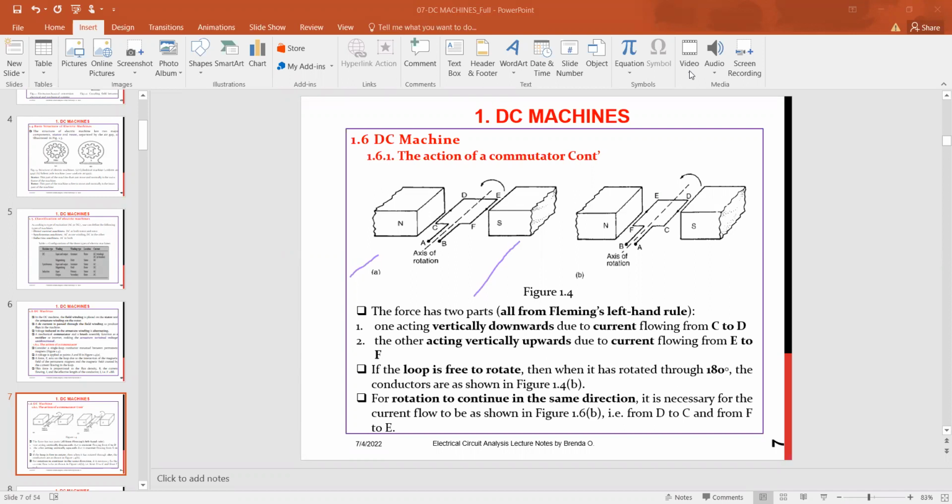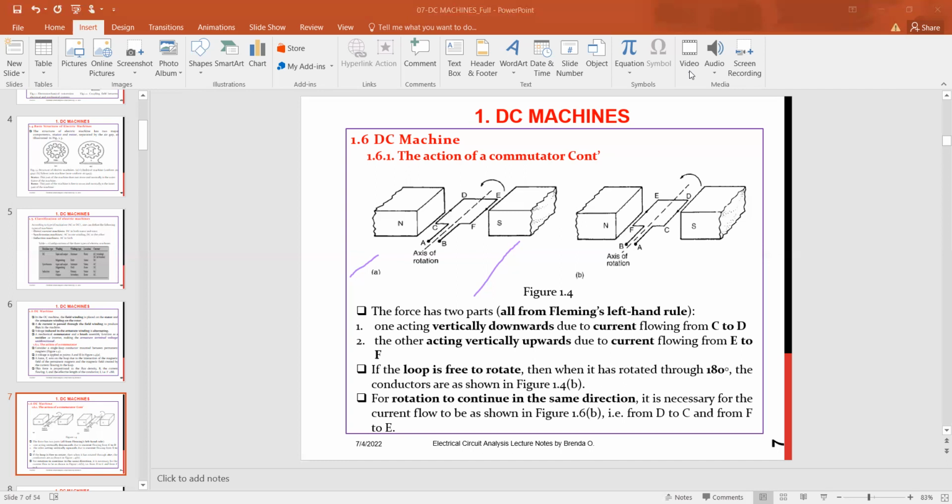Between points A and B, we apply a voltage. And then we have a force F. We want to apply a force F on the loop due to the interaction of the magnetic field of the permanent magnet, and therefore the magnetic field caused by the current I flowing in the loop.